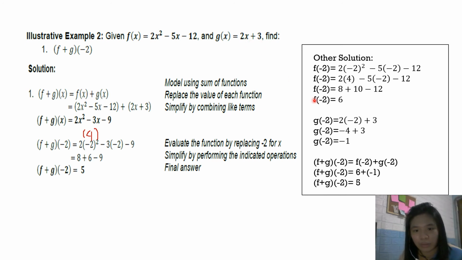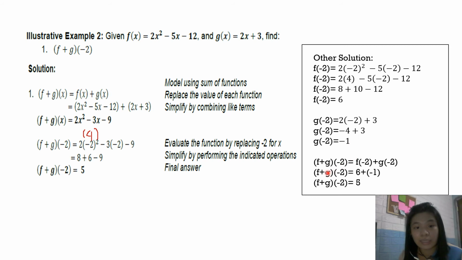2x plus 3. Gawin na natin g of negative 2. We evaluate na agad. So, that is 2 times negative 2 plus 3. Substitute the value of x by negative 2. And then we simplify. 2 times negative 2 is negative 4 plus 3. Then negative 4 plus 3 is negative 1.